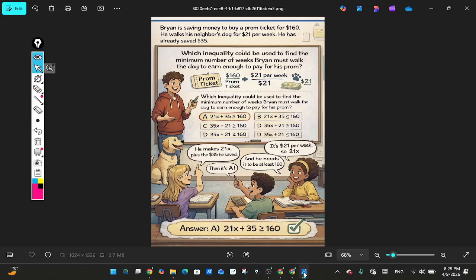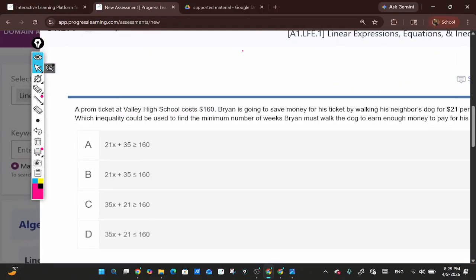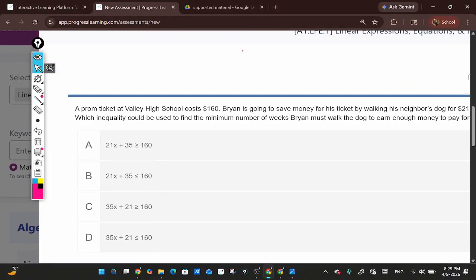Hello everyone. In this lesson, we will learn about inequalities and how to use them in real life examples. Let's follow this question together: a prom ticket at Valley High School costs $160.